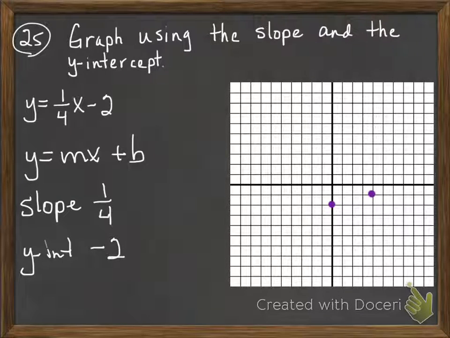And we can make several points if we want to. From that point, we can rise 1 again and go to the right 4. That would create our line that is rising. Again, if the slope is positive, the line is going to rise from left to right. If the slope is negative, it's going to fall from left to right.